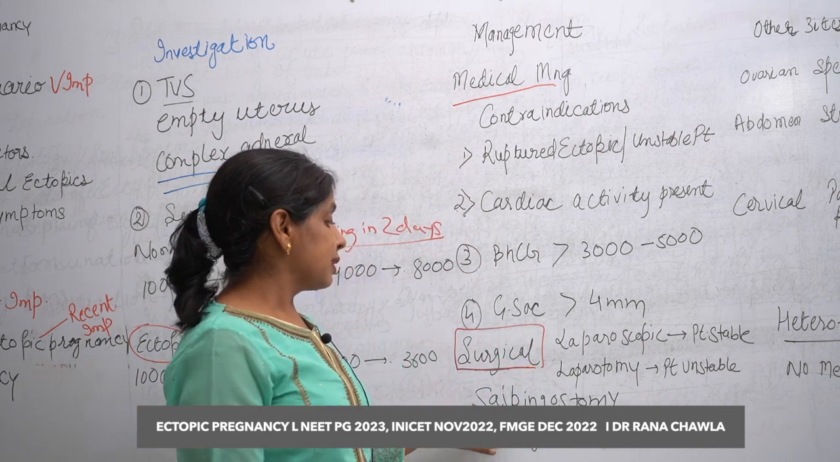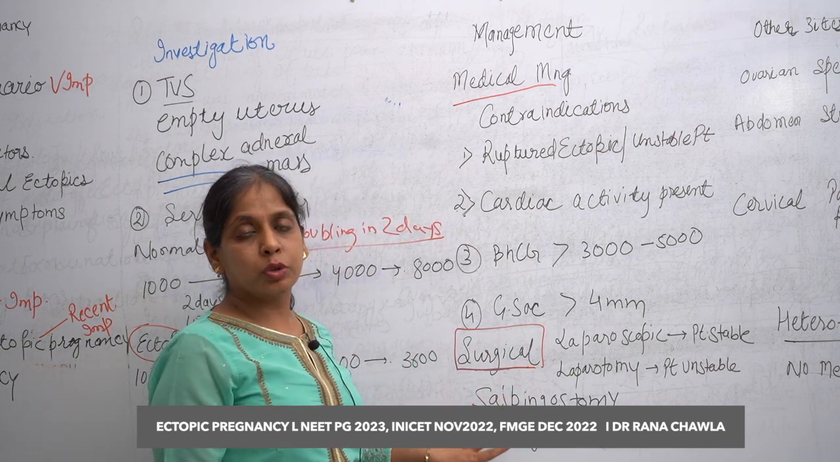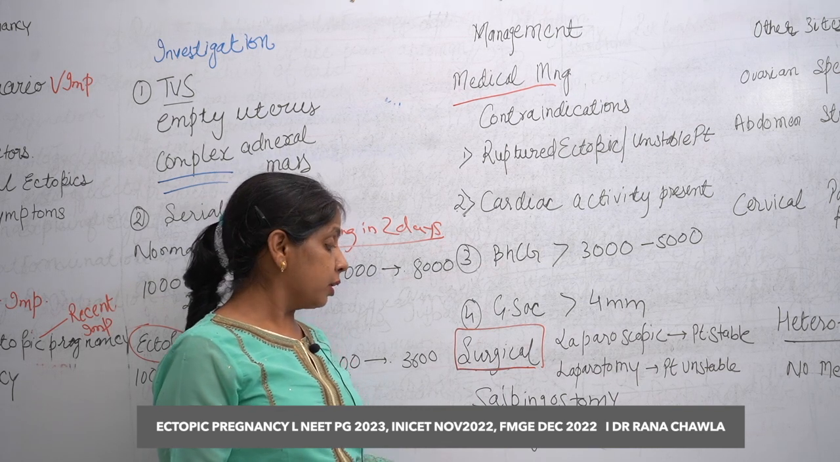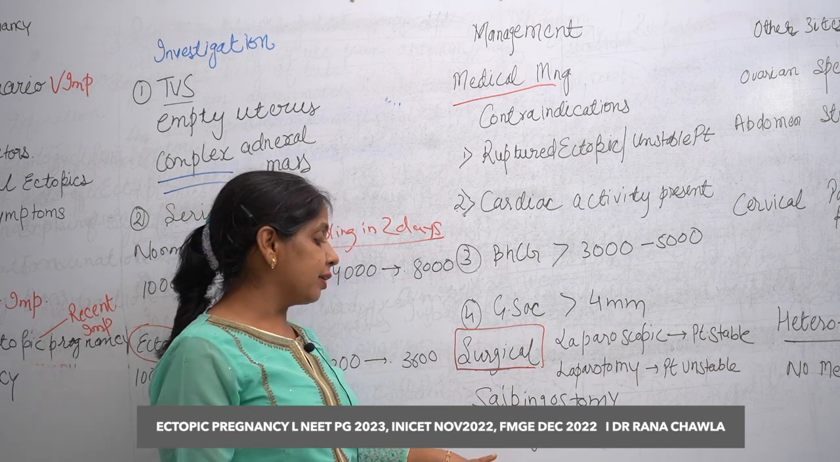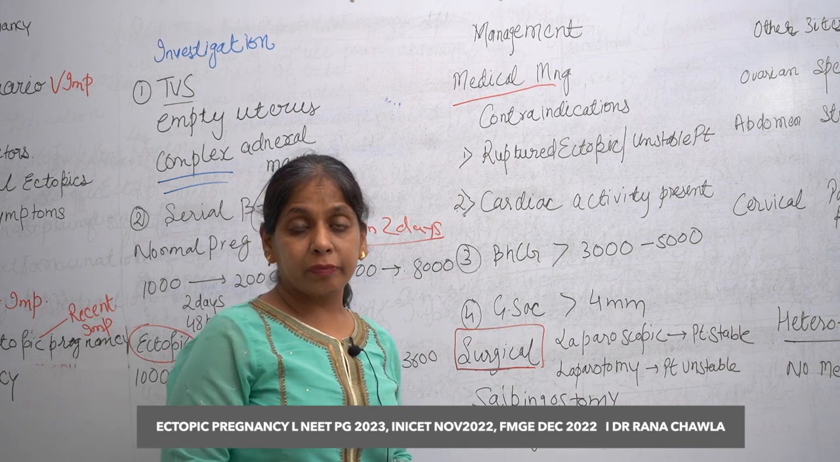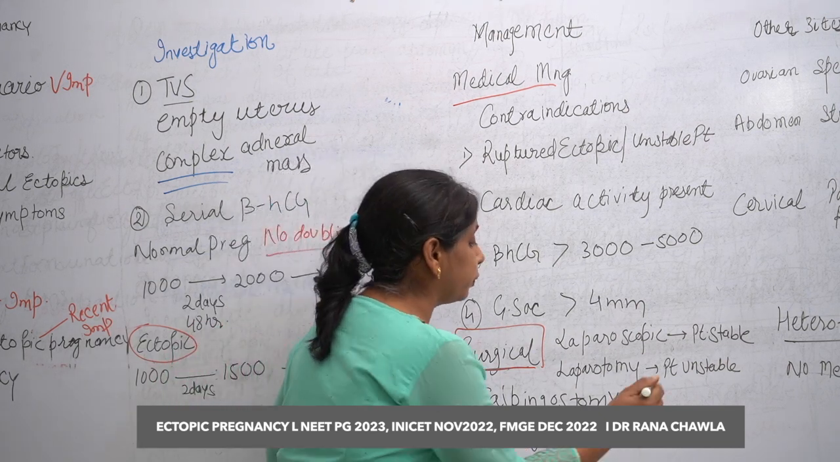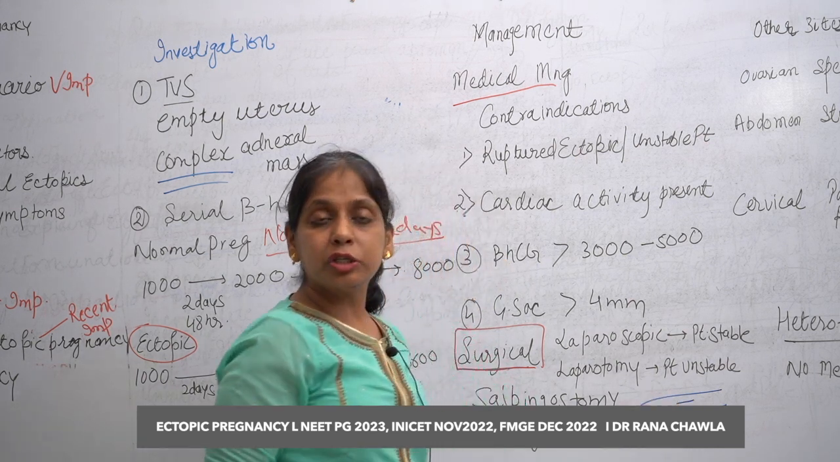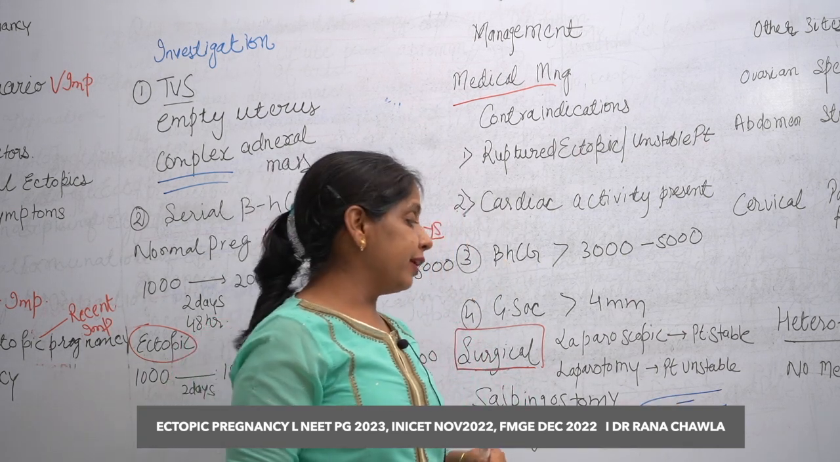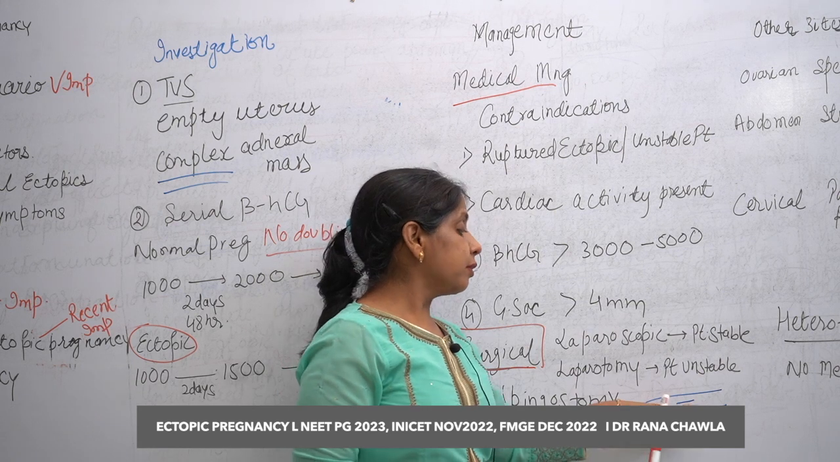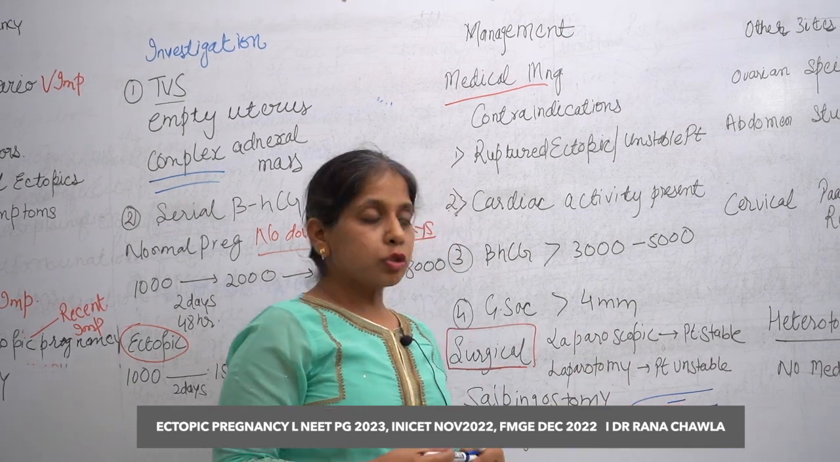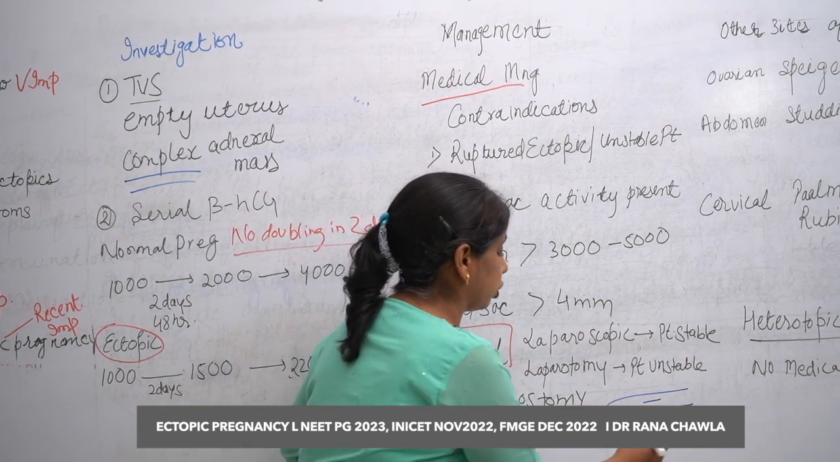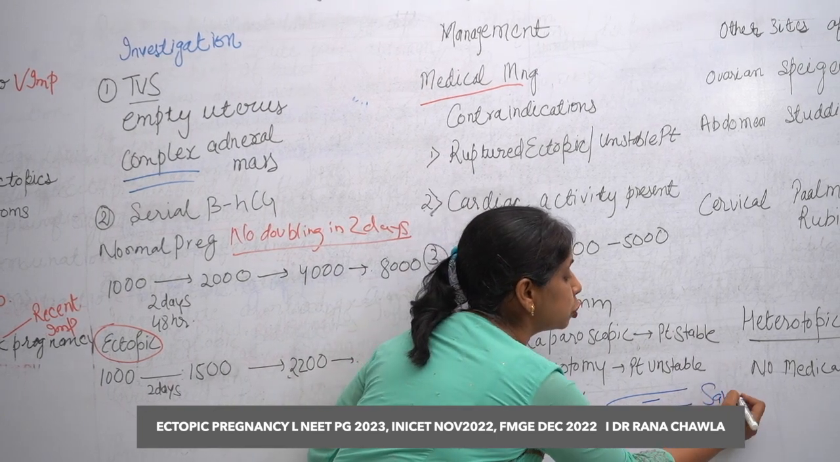Now there are two surgeries which we can give the patient: one is salpingostomy and the other is salpingectomy. In salpingostomy, this is the fallopian tube, and here we make a small incision. Then we achieve hemostasis and remove all those contents. So in salpingostomy, we save the tube.